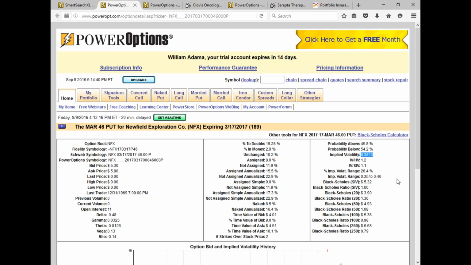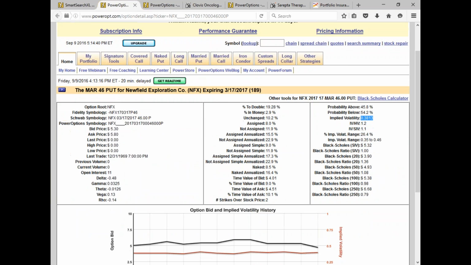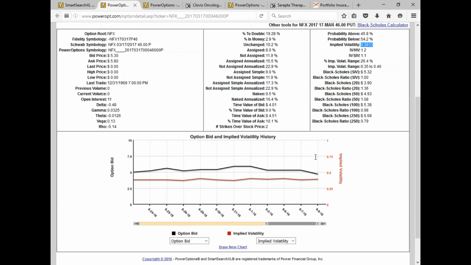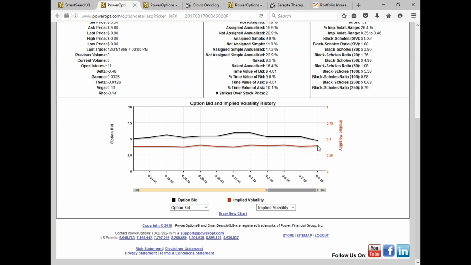Now, the 46 put, again, has an implied volatility right now of 0.38. This is the March 46 put that's 189 days out. And based on our chart, we can see here that it's about 0.39 average today. It was at 0.38 at the close of yesterday, 0.4, so it's actually dropped. Now it's at 0.37 here. So what you're seeing is this option is not going to be as reactive.